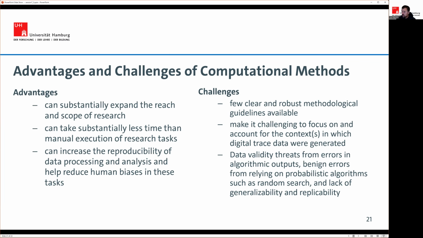It can also be faster, right? If we have an algorithm carrying out some of the work, an algorithm like Leximancer reads a book in a second, right? If you read Romeo and Juliet, you'll probably need a few hours or days for that. And of course, because these computational tools always carry out the same algorithm, they can increase reproducibility of analysis and help reduce human biases in otherwise manually carried out tasks.